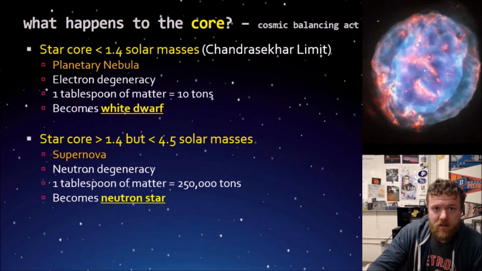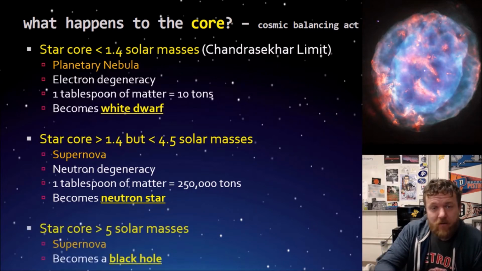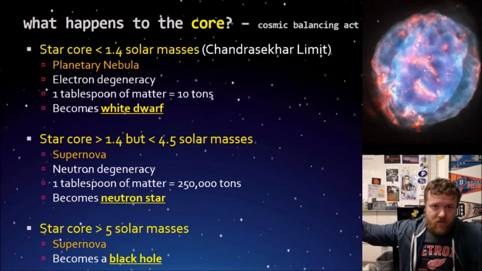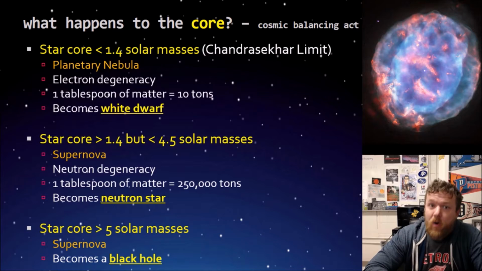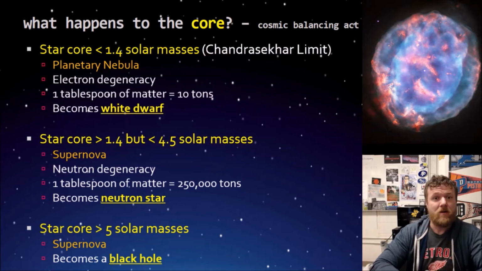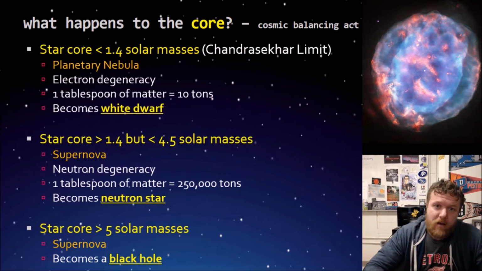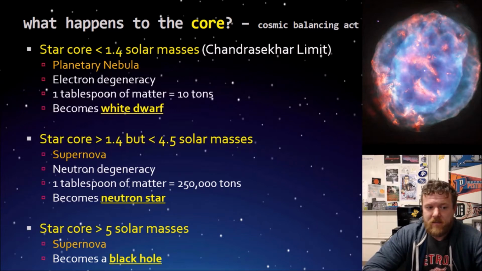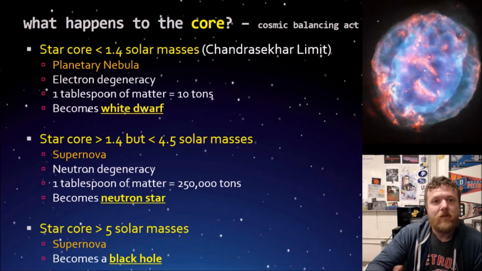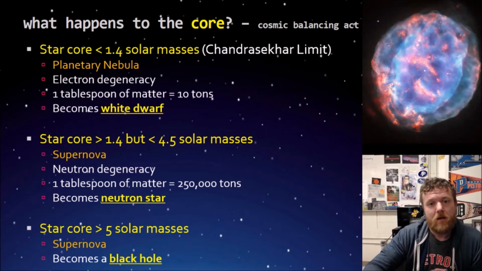We will get to neutron stars in a day or two. However, if you have a core with more than 5 solar masses, and these are the huge, huge stars that are like 20, 30, 40 times bigger than the sun themselves, the core itself is going to be 5 times bigger. You're going to go supernova and end up as a black hole. We'll get to black holes as well and what all of this means, but we're going to focus today on this top one. If you have a core mass 1.4 suns or smaller, you're going to end up as a white dwarf.